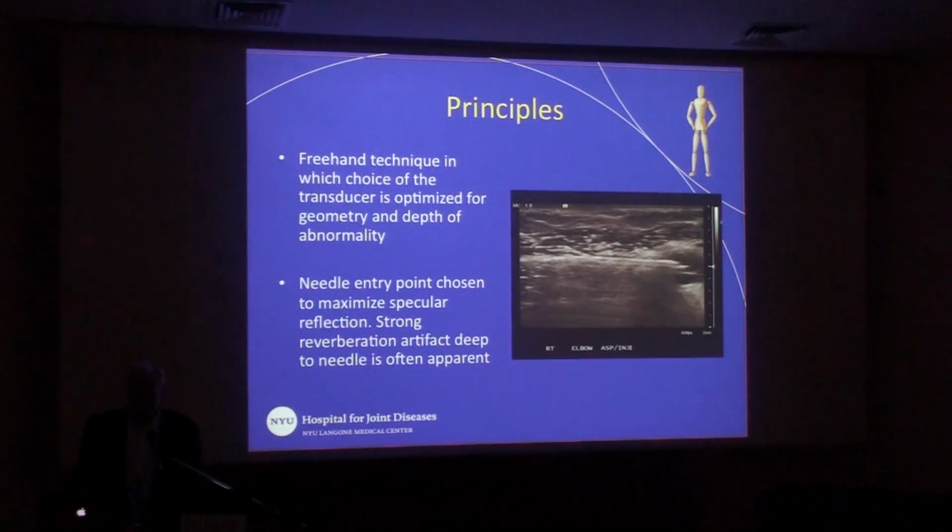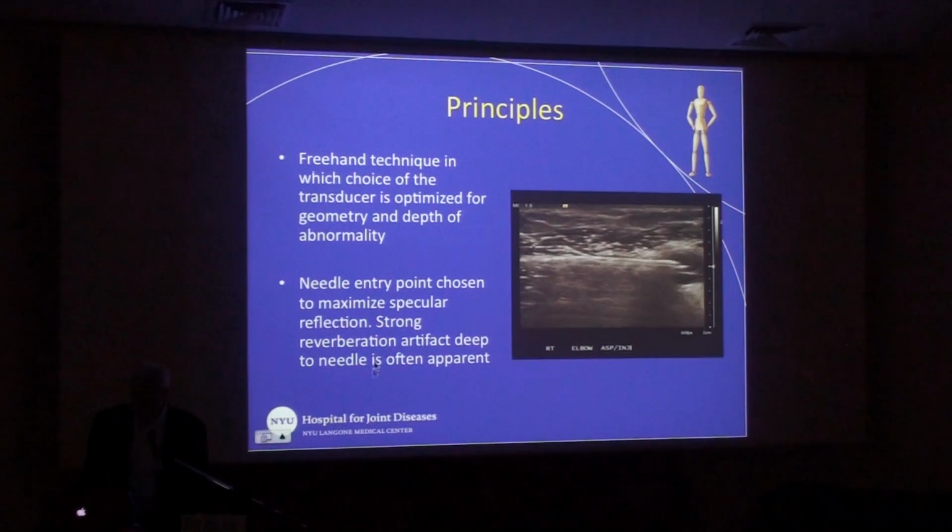Now, in general, when we do procedures on ultrasound, I like to use a freehand technique. Whenever you're using a freehand technique, you really want to optimize how you choose your transducer and how you approach the area of interest. Ideally, we want to make the needle look like a strong specular reflector, and metal is very characteristic on ultrasound.